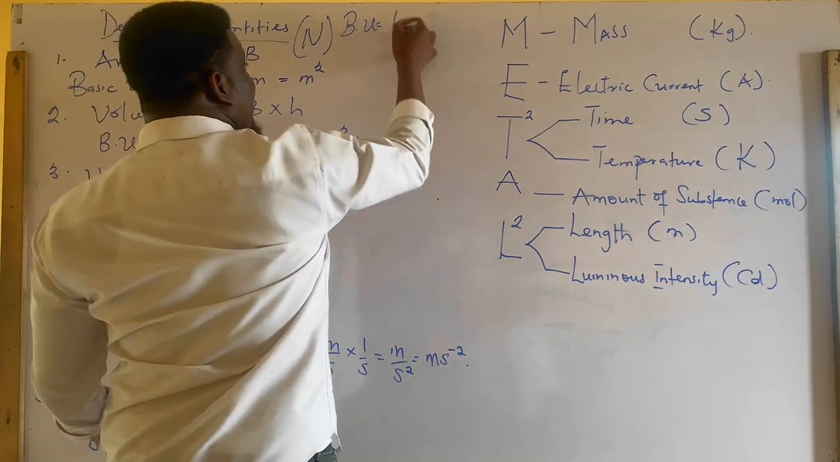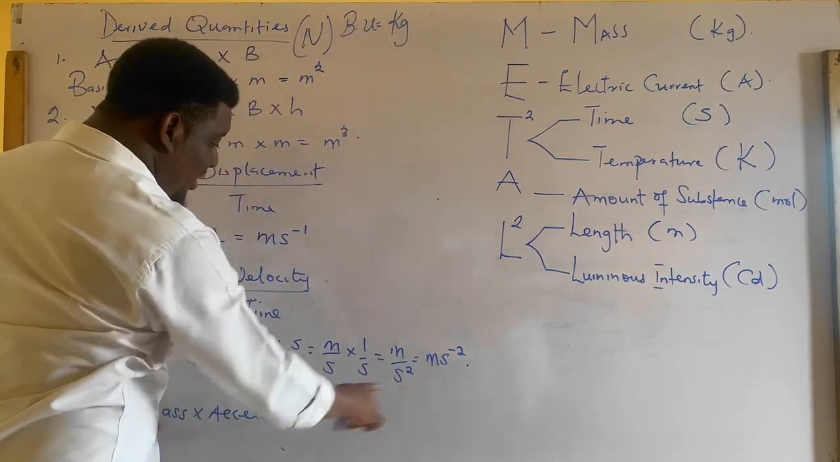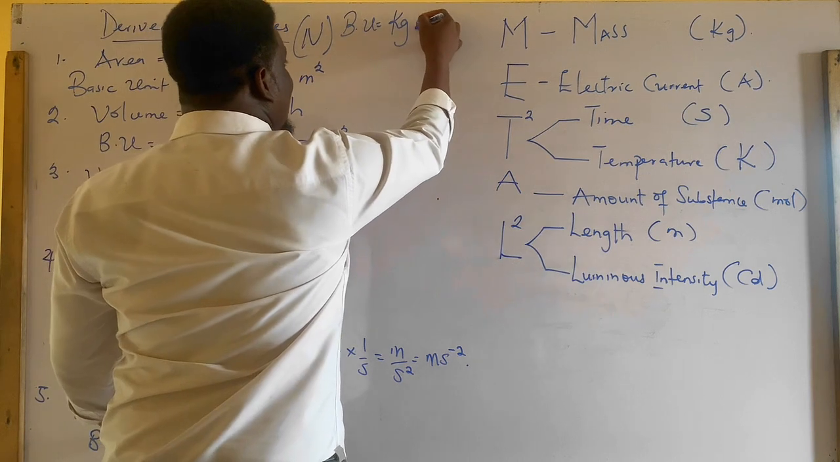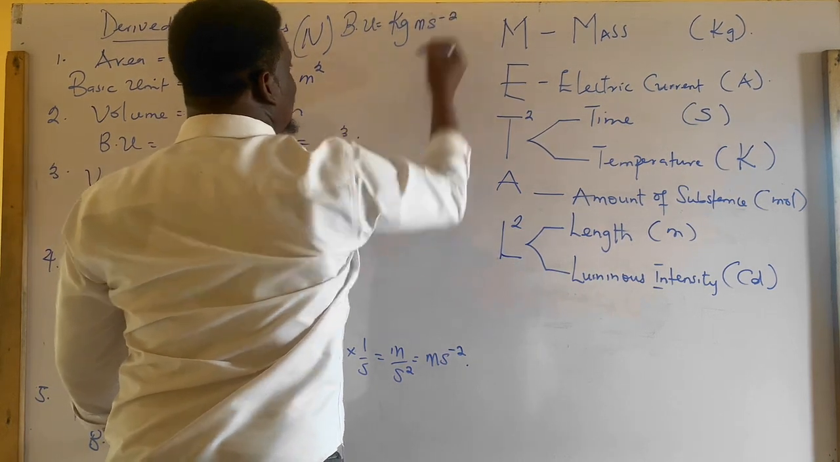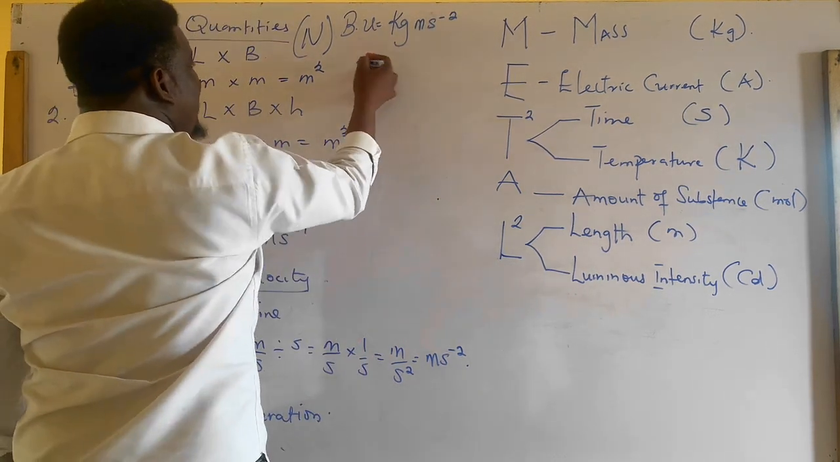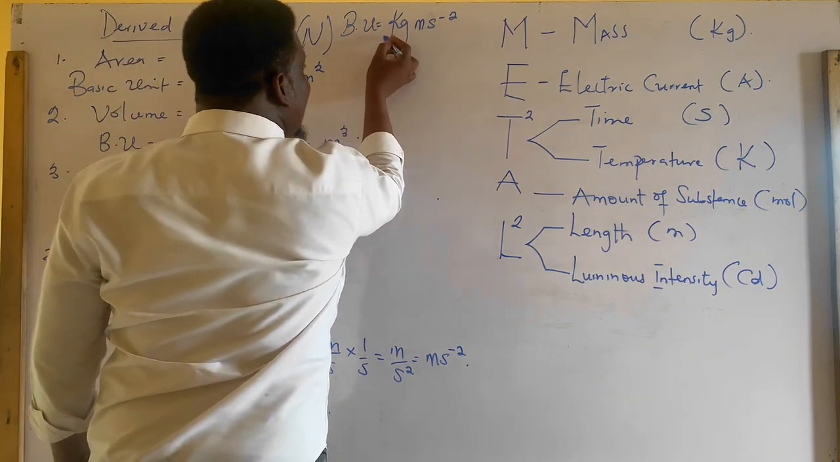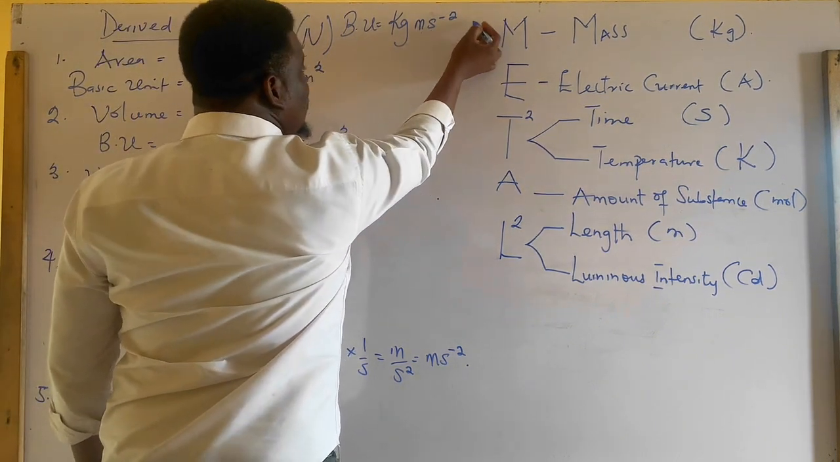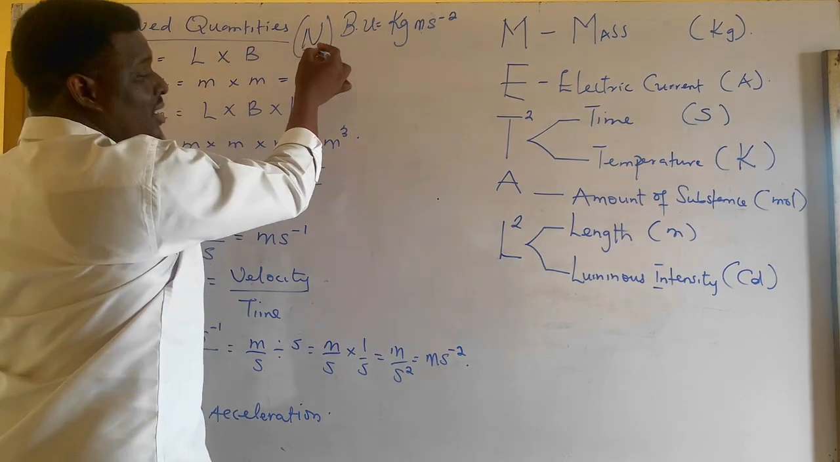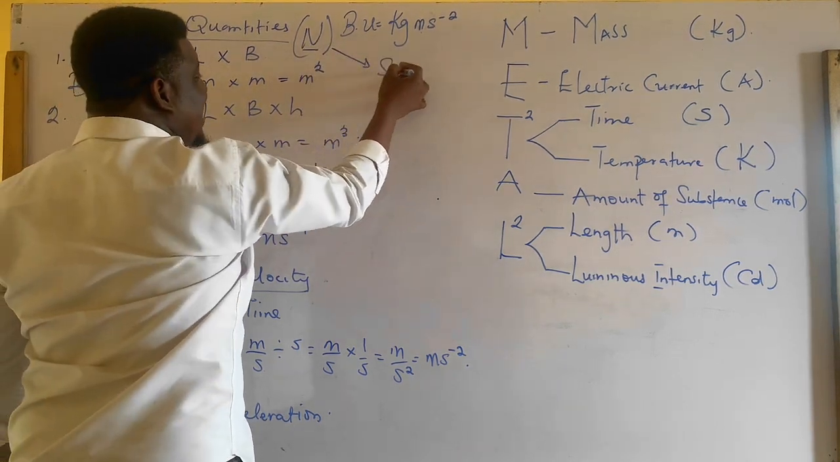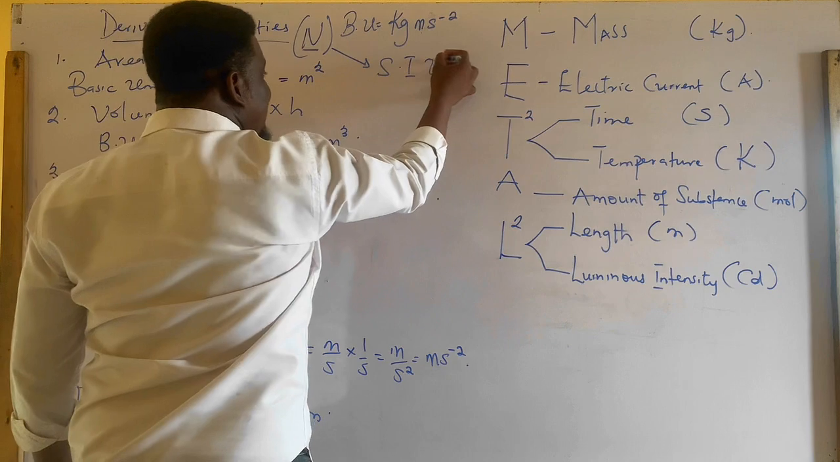But the basic unit for force will be what? For mass, we have kilogram, and we have already solved for acceleration, which is ms minus 2, as you can see. So the basic unit for force is kg meters per second squared, but not Newton. Newton is the standard unit, the SI unit.